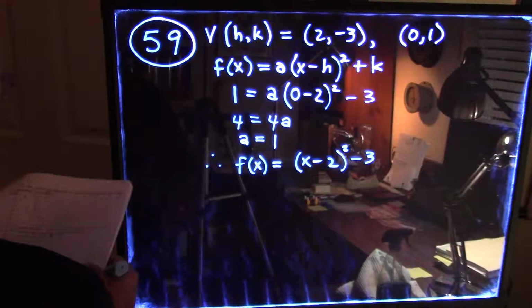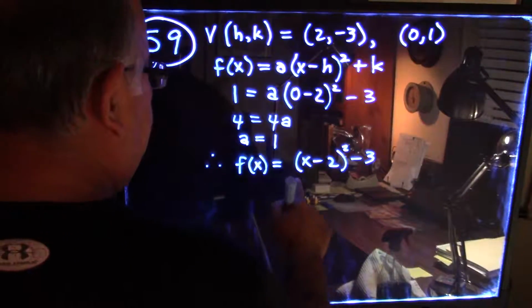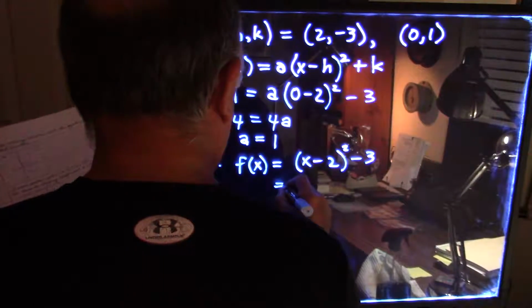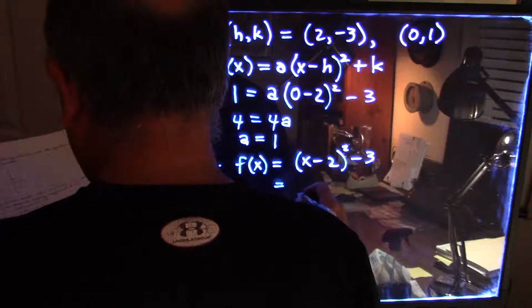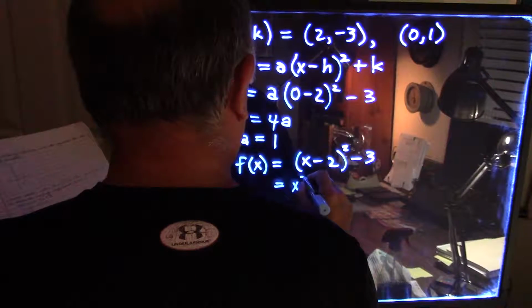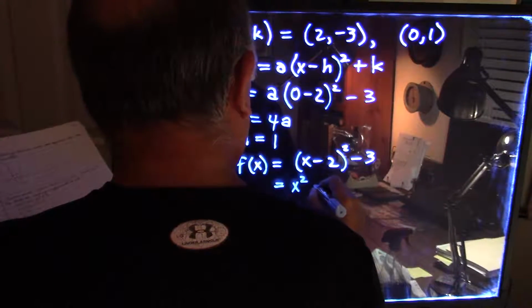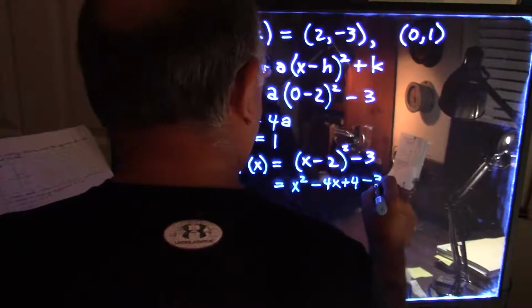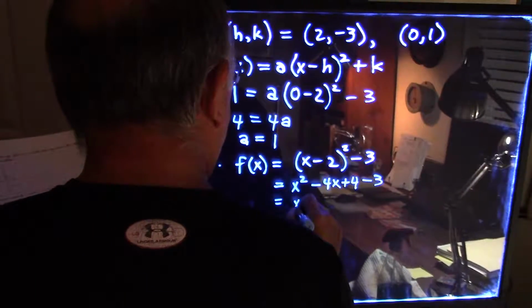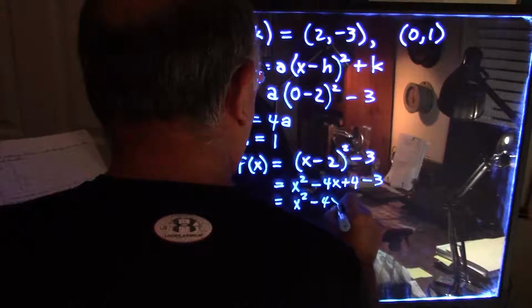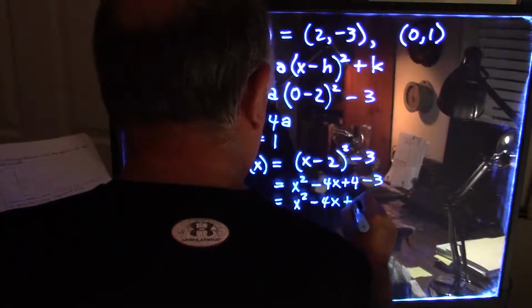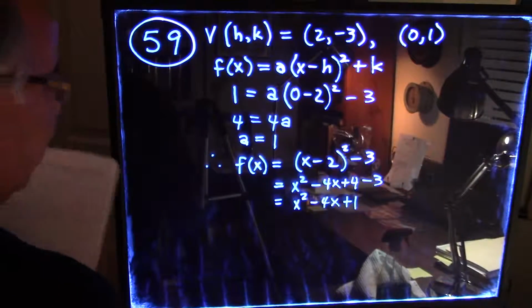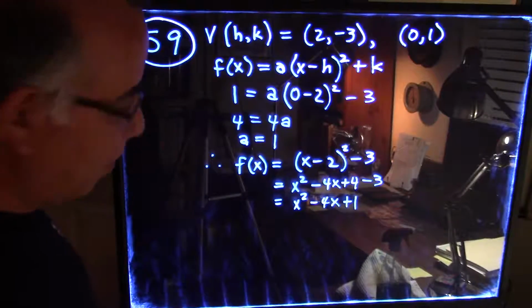So you can expand this, get it into general form, x squared minus 4x plus 4 minus 3. So finally, x squared minus 4x plus 1 is the general form of this function.